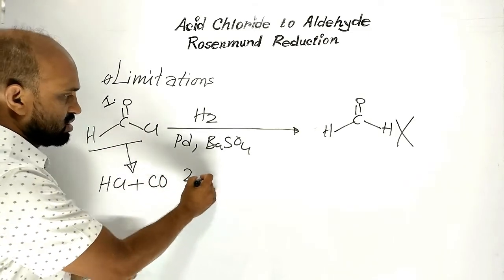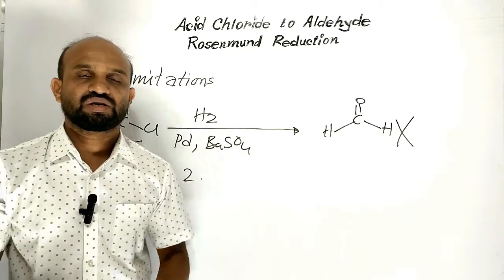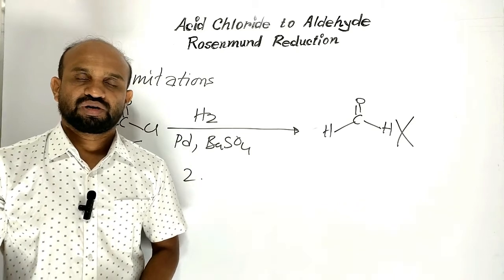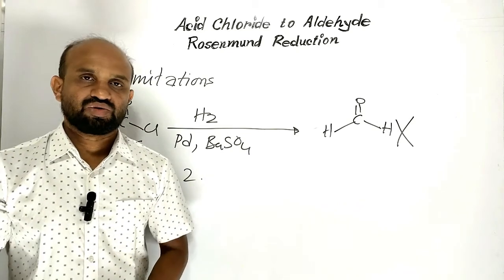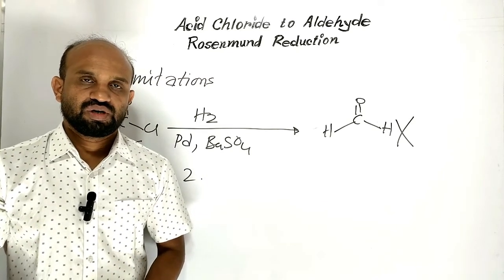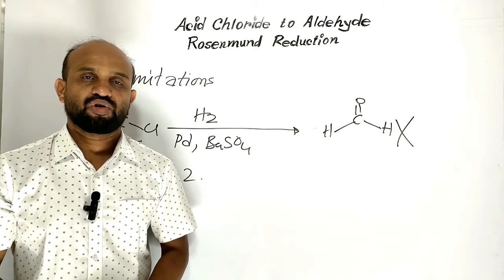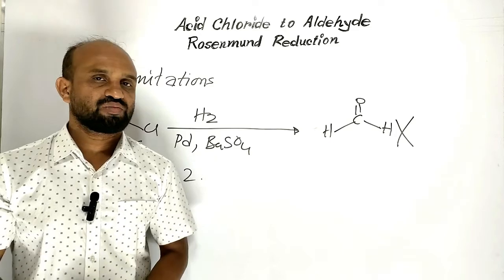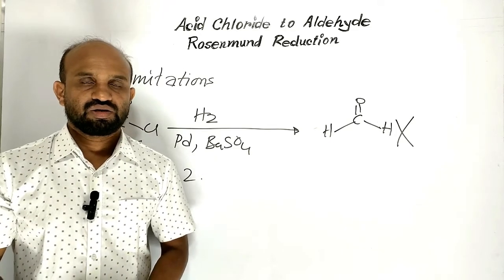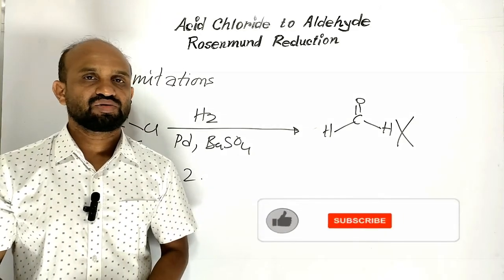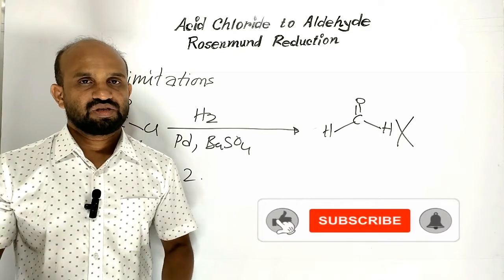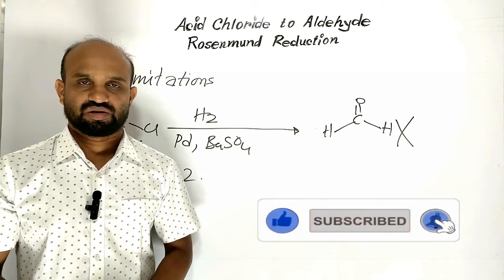Number 2 is Rosenmund reduction is used to prepare aldehydes, not ketones. So the limitations are that formaldehyde cannot be prepared from formyl chloride through Rosenmund reduction, and through Rosenmund reduction ketones cannot be prepared. This is all about Rosenmund reduction.